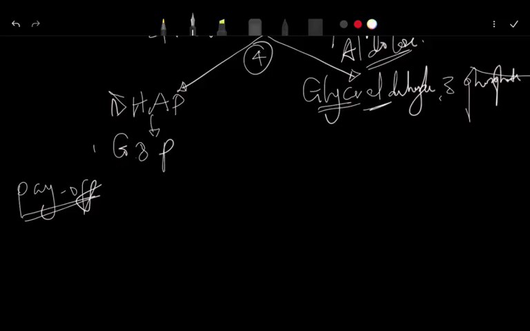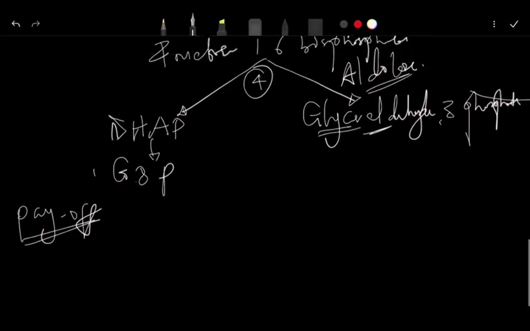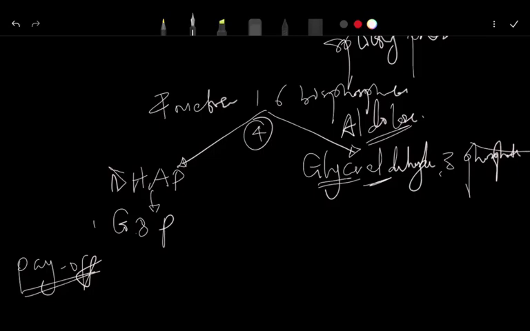Alright, so we'll continue on the payoff phase of glycolysis. We stopped at the splitting phase, whereby with the help of aldolase, we were able to split fructose 1,6-bisphosphate into dihydroxyacetone phosphate and glyceraldehyde 3-phosphate.